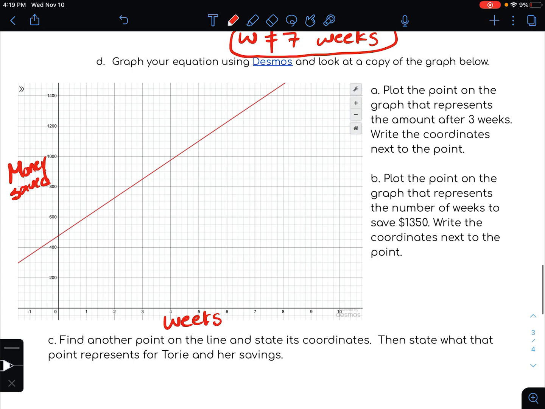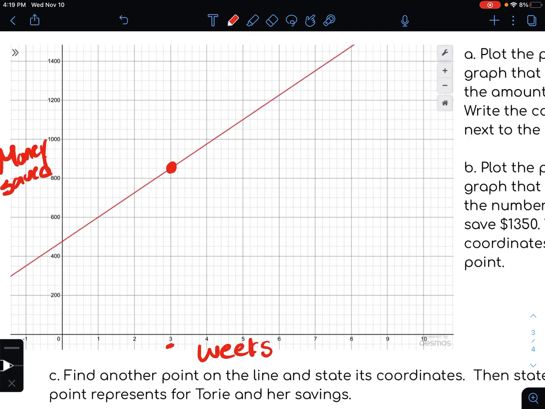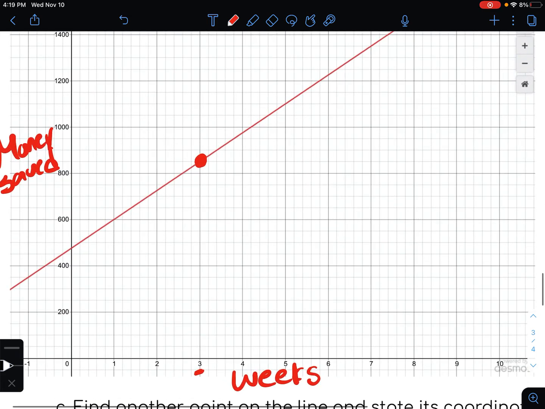Question A says, plot the point on the graph that represents the amount after 3 weeks. Write the coordinates next to the point. All right, so here's 3 weeks. We follow it up to the graph. All right, so there it is. It's a little bit hard to see the scale over here, but essentially it's going up by 50s, right? So 850, 900, 950, 1000.